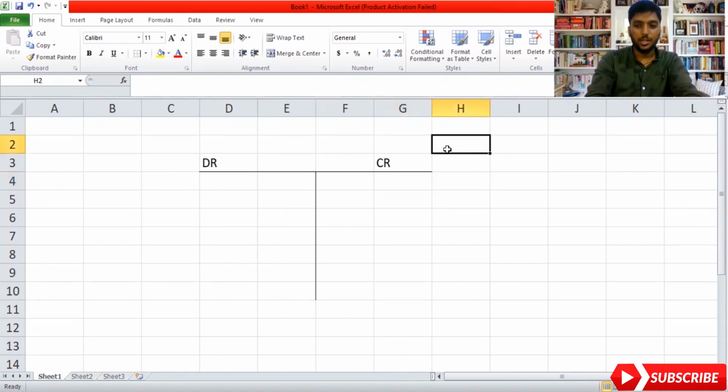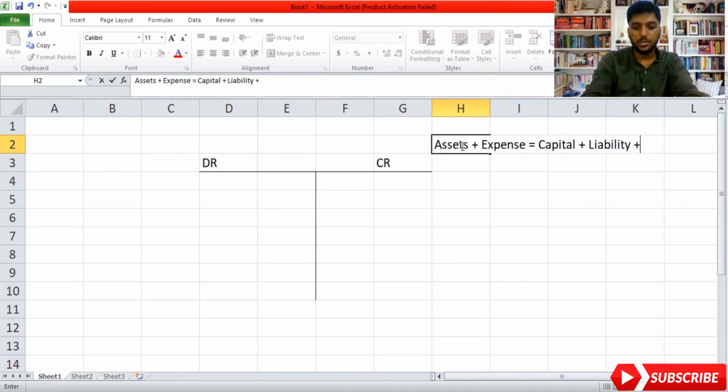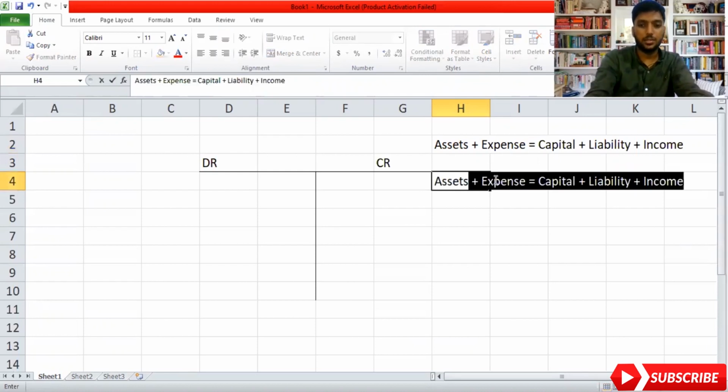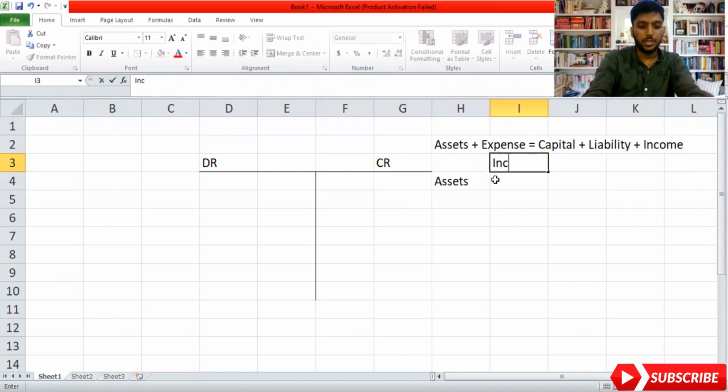Now I taught you a formula: assets plus expense is equal to capital plus liability plus income. Now see here, you need to remember asset and expense are debit accounts. What do you need to know? Asset and expense are debit accounts. Whenever they increase, it's going to be debit. If I ask what happens to assets if they increase, easy. You need to know what happens if it increases and what happens if it decreases. This is what you need to know when it comes to asset and expense accounts.